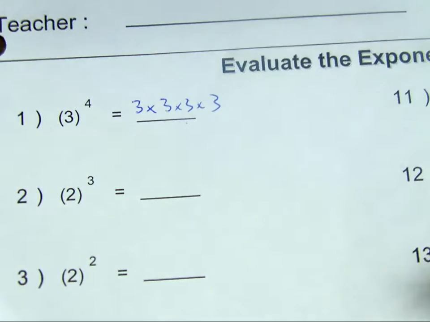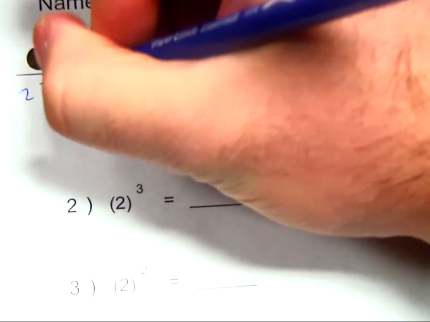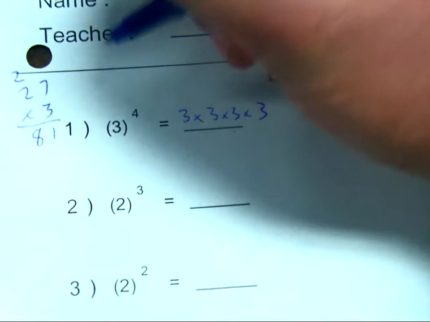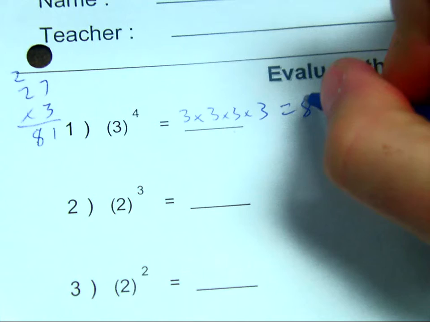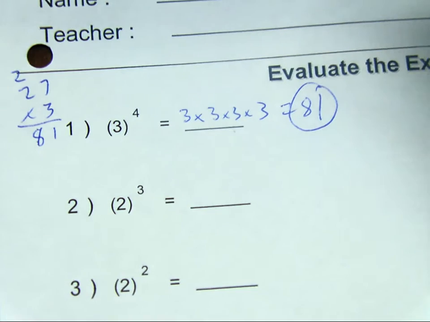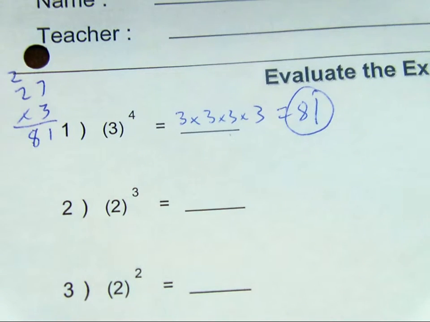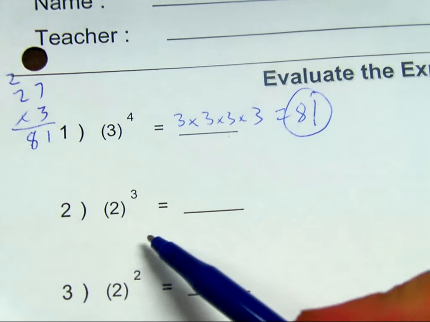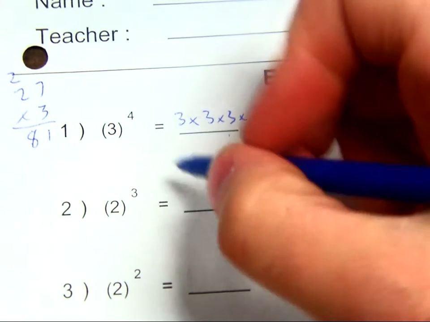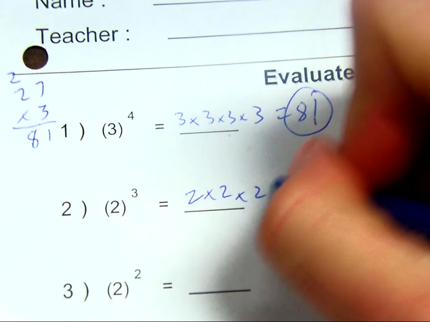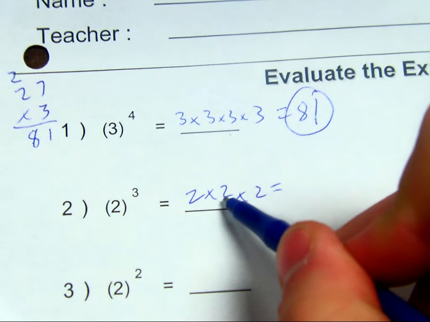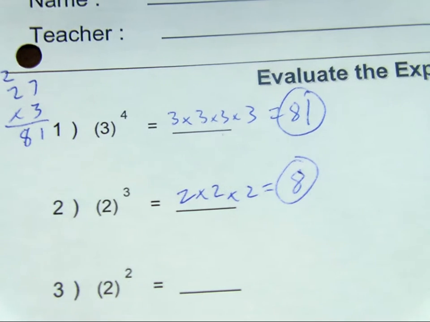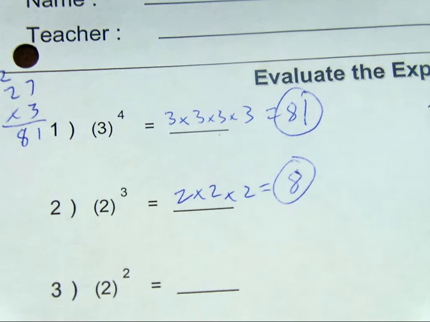27 times 3, I can't do that one in my head. I would do it on the side. 27 times 3 is 81. This will be 81. 3 to the 4th power will be 3 times 3 times 3 times 3, which is 81. 2 to the 3rd power will be 2 times 2 times 2. 2 times 2 is 4. Times 2 will be 8. Sorry, 2 to the 3rd power will be 8.